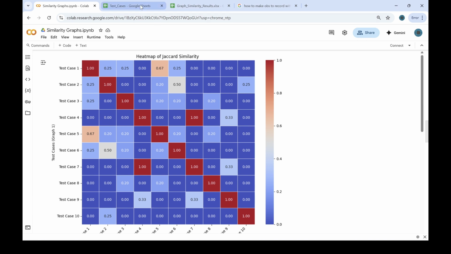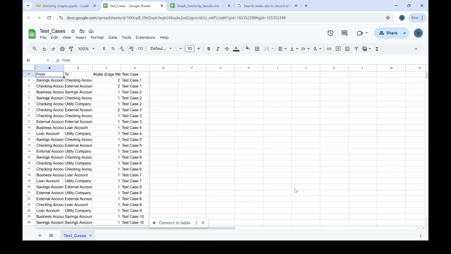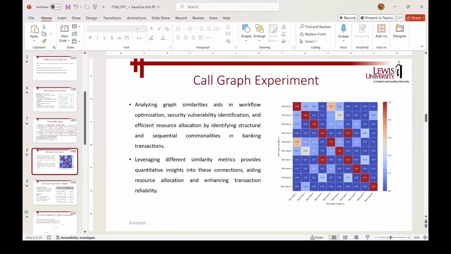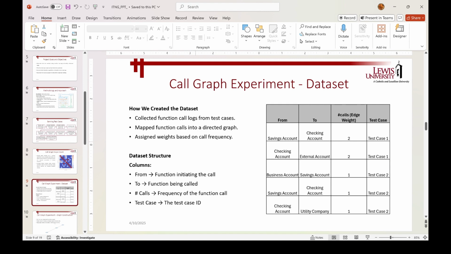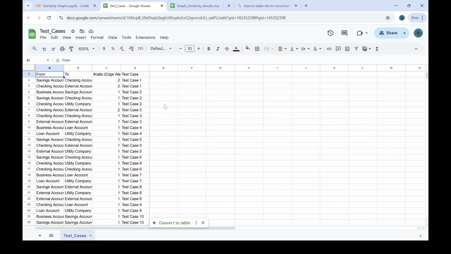Now, data set overview. Coming to call graph experiment data set. This is our data set.